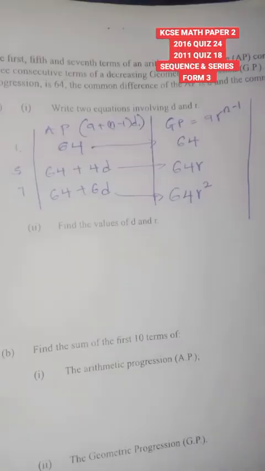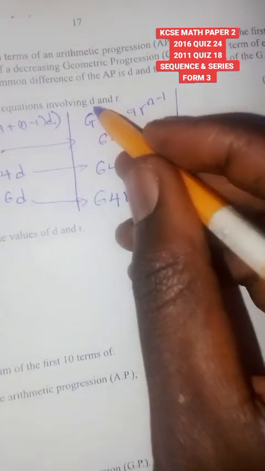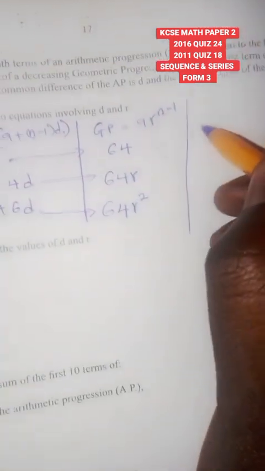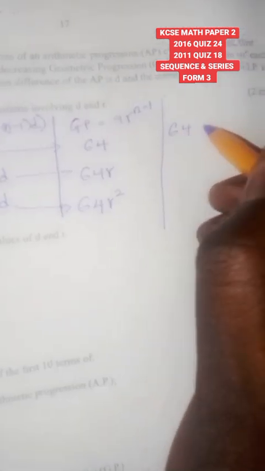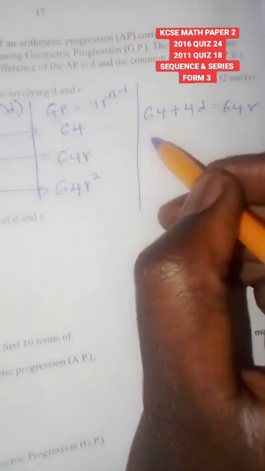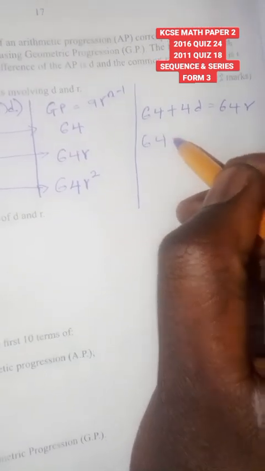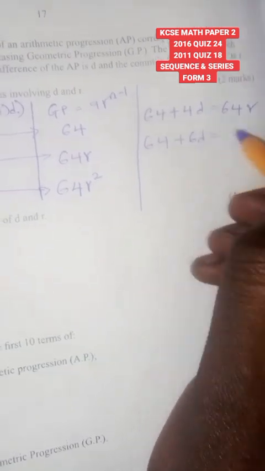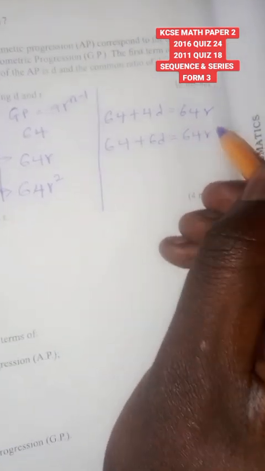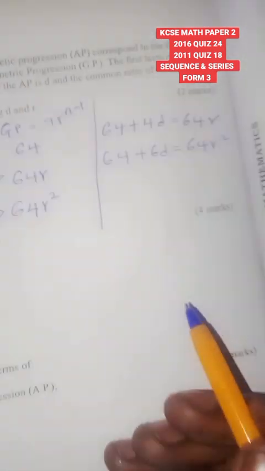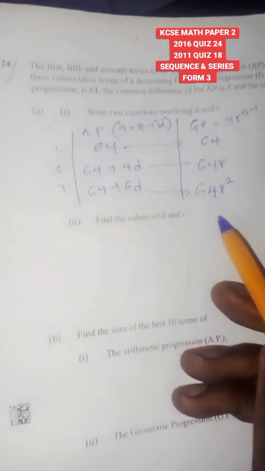Therefore, you are told to write the equations. It will be the two equations only involving d and r, these two equations. Therefore, you will say 64 plus 4d is equal to 64r. And the second one will be 64 plus 6d is equal to 64r squared. Those are the two equations involving d and r. Then find the values of d and r.